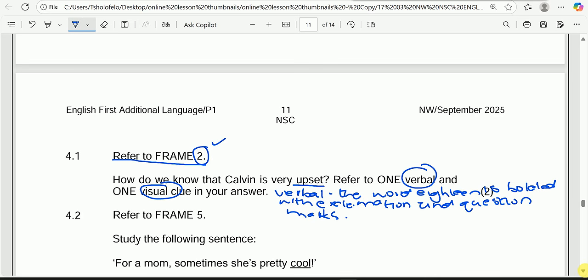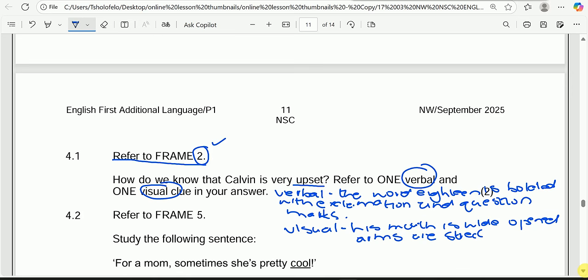All right, and then visual, we have already said his mouth is wide open. You can also include that arms are stretched out, or you can say he has frowned his forehead, and that is how you collect your 2 marks.